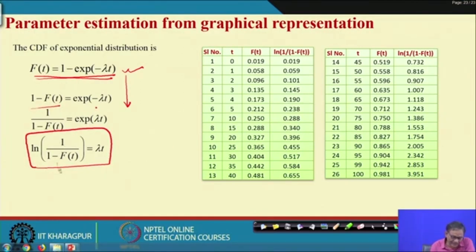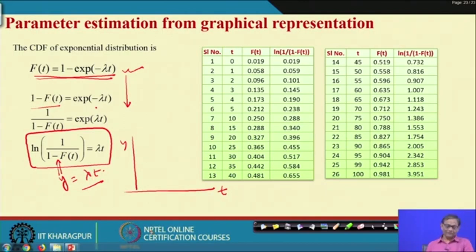What is this equation? If I say that this left hand side is y, then this is nothing but y equal to lambda t. So, if I want to plot now y versus t, what is this y versus t? So, you will be getting a straight line. Now, what kind of straight line, that depends on the value of lambda. It is a straight line equation. Interestingly, this straight line will pass through the origin, because there is no intercept.